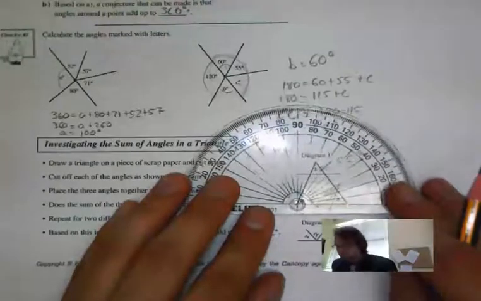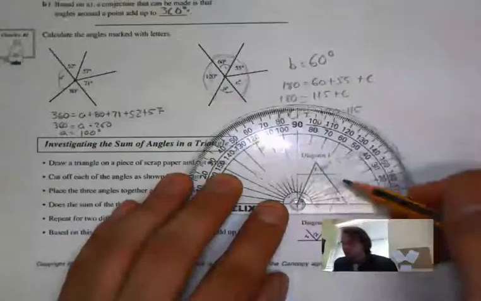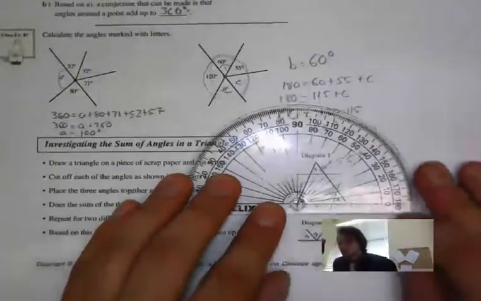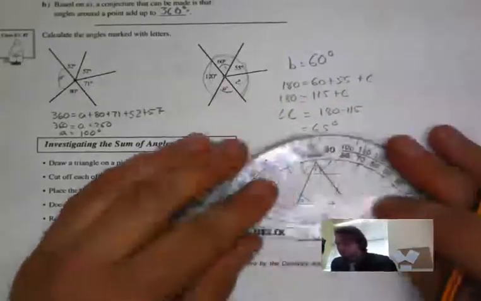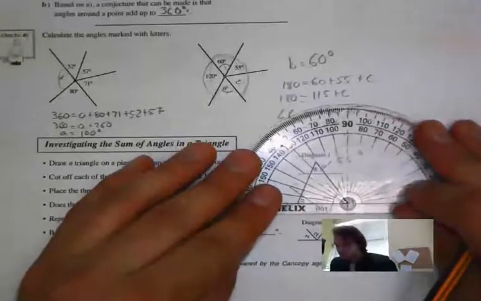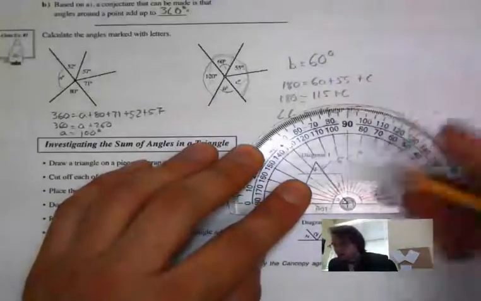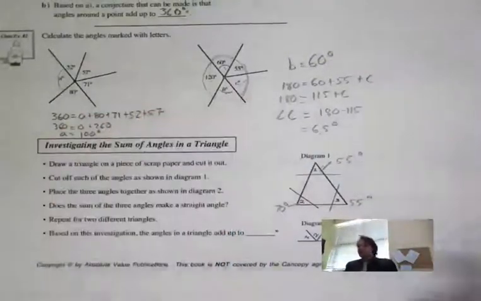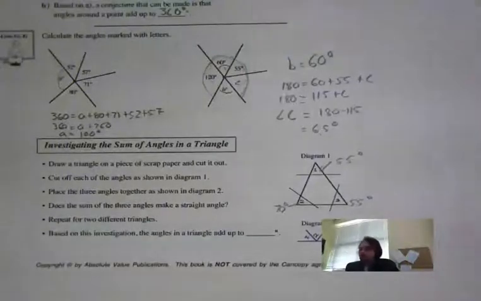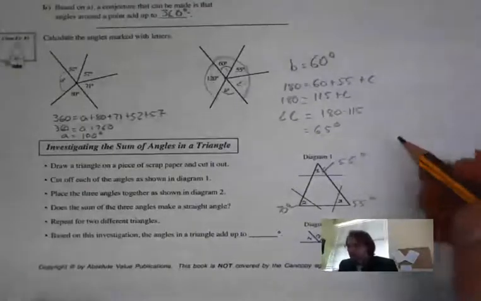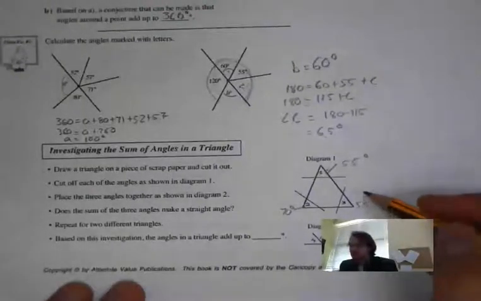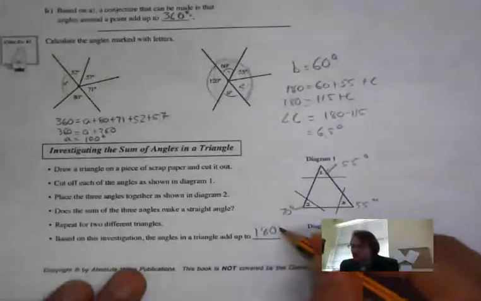Now let's take a look at angle 2. Put it on. I'm getting 70 degrees. Now angle 3. Put it on there. I'm going to get, look, it's in between 50 and 60, 55. Okay, so we look at this now. I have 2 55s and a 70 degree. I add this all together. What is 55 plus 55? 110 plus 70 is 180 degrees.